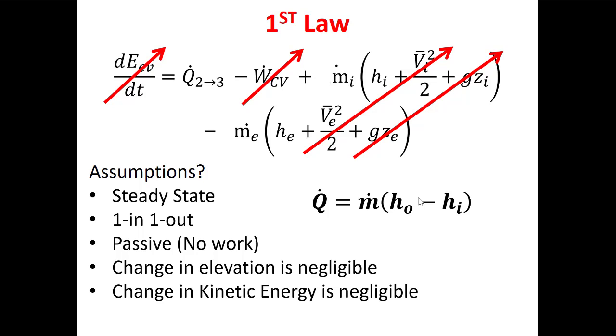For heat transfer rate, if we can make all of these same assumptions, we'll get that Q dot is equal to m dot times H out minus H in. In this case, I know the mass flow rate, but I don't know H out, and I don't know H in, and of course, I don't know the heat transfer rate because that's the thing that I'm trying to find. So what do we do? This happens all the time in thermodynamics.